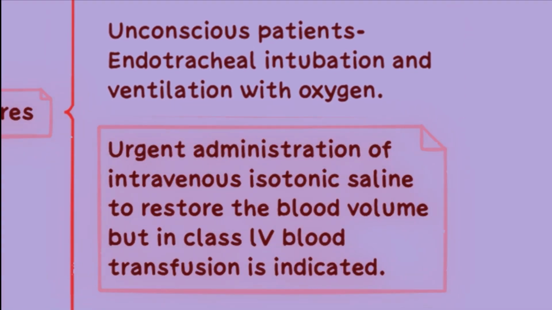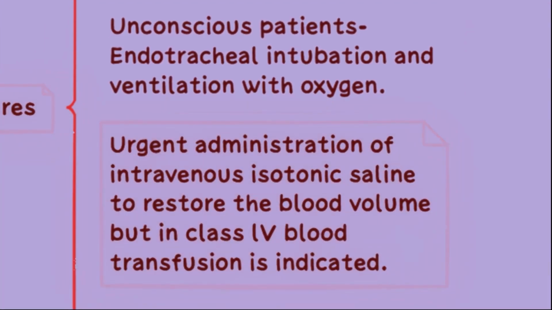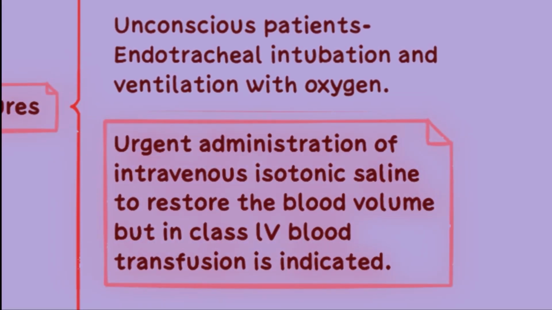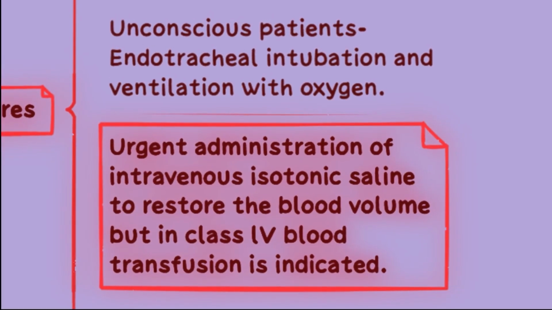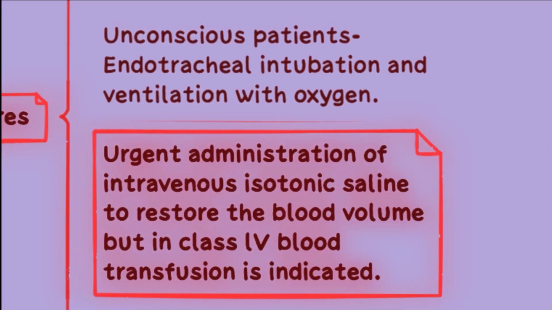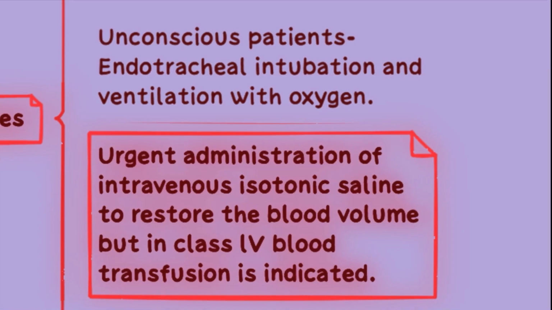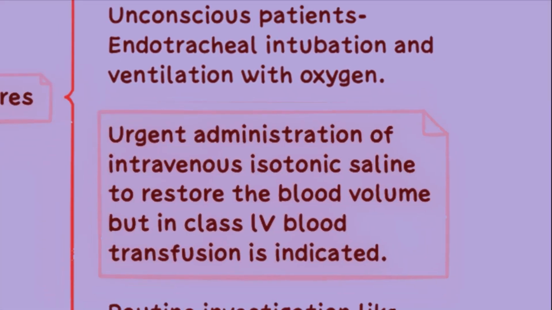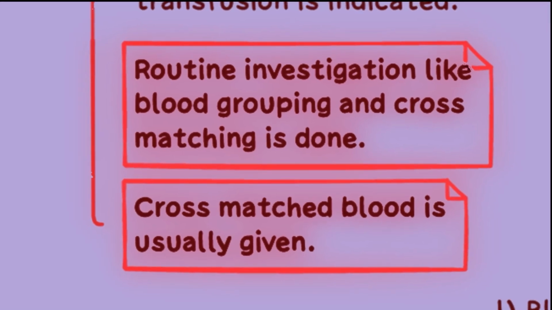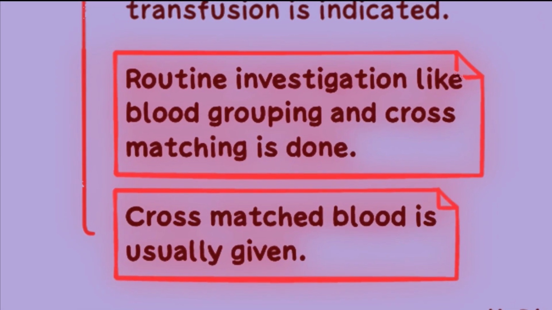Urgent administration of intravenous isotonic saline, such as normal saline, is crucial to restore blood volume. In severe cases of hemorrhagic shock, blood transfusion is necessary to replenish lost blood and restore adequate oxygen carrying capacity. Routine investigations are performed to ensure the availability of compatible blood products if needed.